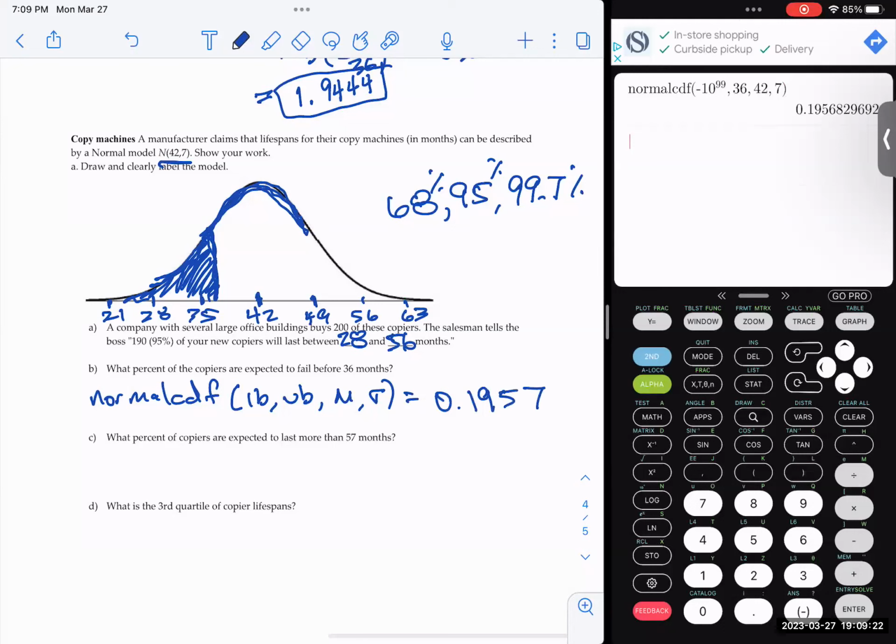0.1957. Now, if I was writing this on a test, I would actually be more specific than lower bound, upper bound, and say what those actually are. I wrote them that way so you would know the notation. So we just said we put in the calculator negative 10 to the 99th, 36, 42.7. So about 20%.